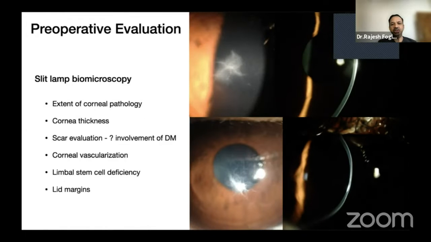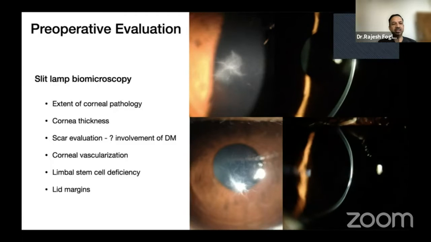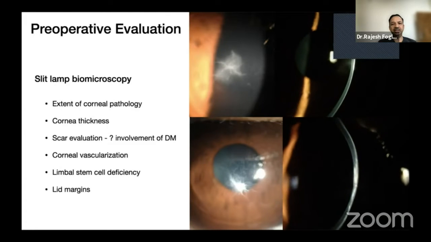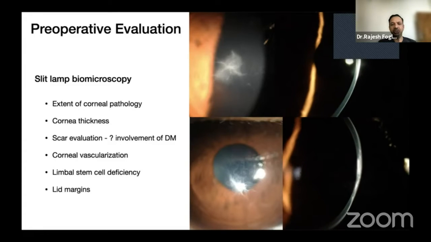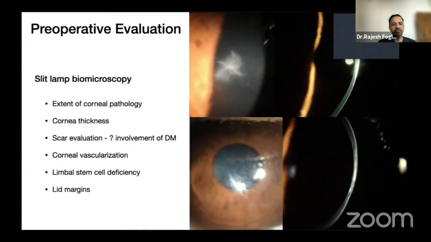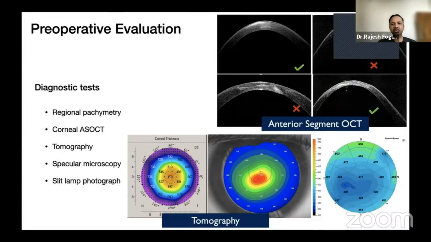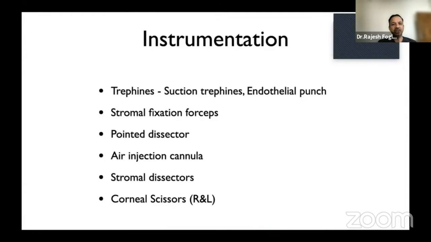In the pre-op evaluation, it's important that you look at the extent of the pathology, the corneal thickness, and especially the scar, whether it's superficial or involving the deeper areas, and also look at the limbus for any evidence of limbal stem cell deficiency. Corneal thickness can be assessed using any of the tomography devices or the anterior segment OCT. The anterior segment OCT also provides you a cross-section view of how deep the scar is, whether it is involving Descemet's membrane as well.